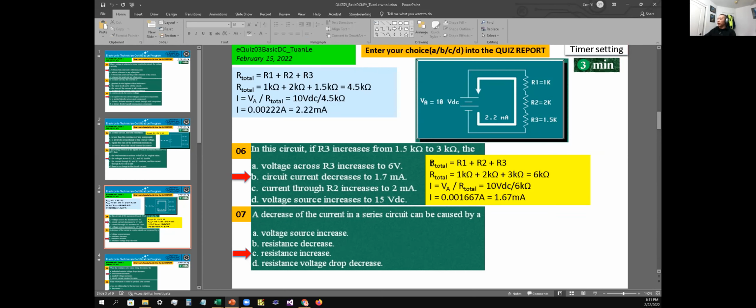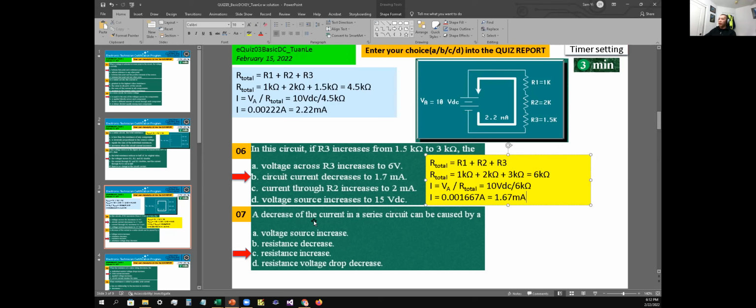So you can do the calculation here. R total is R1 plus R2 plus R3. Now your R3 is going to be 3K, double as much, so your total will be 6K. And you apply Ohm's law, I equals VA divided by R total. So 10 volts divided by 6K gives you 0.001667 amps, which is the same thing as 1.67 milliamps. If you round this up to 1.7, the answer is B as in Bob for 6.